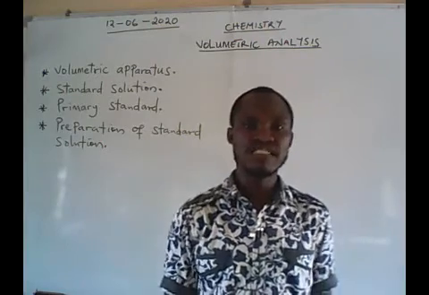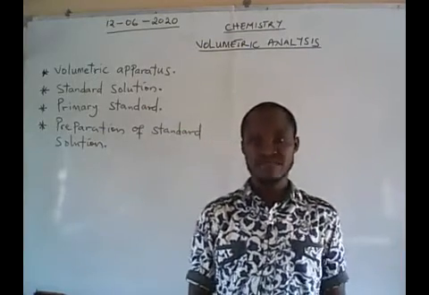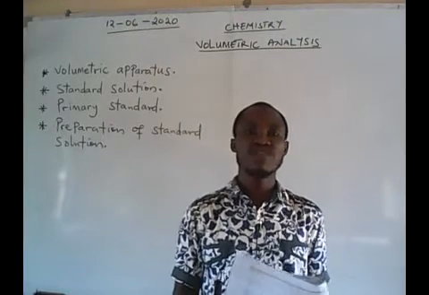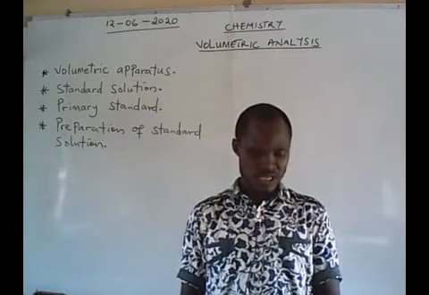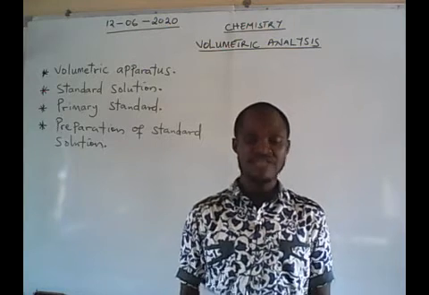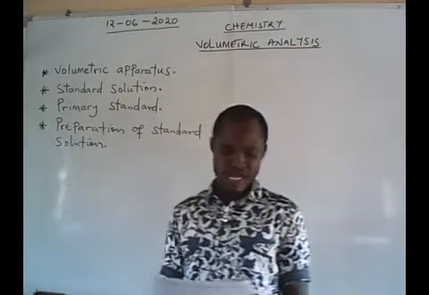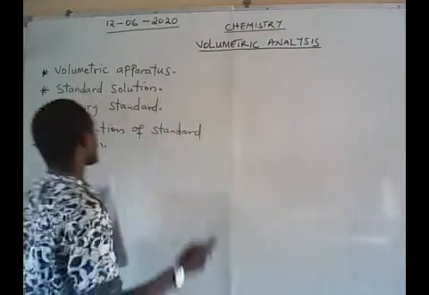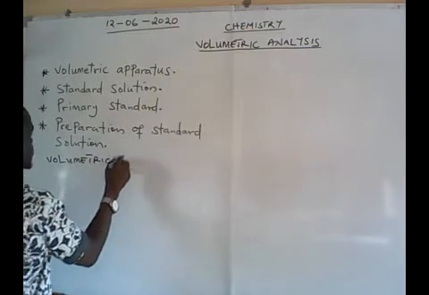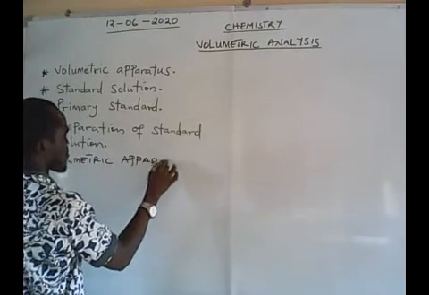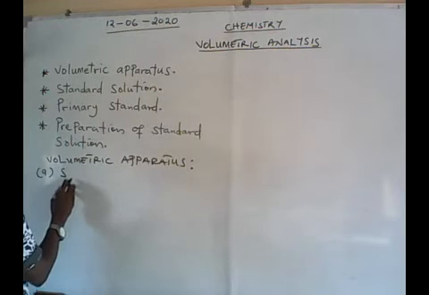So first on the list we have volumetric apparatus. What are volumetric apparatus? When you get back to your notes, on page 9, you get to see we have volumetric apparatus there and their respective uses. Starting with the first one there, we have the standard volumetric flask.